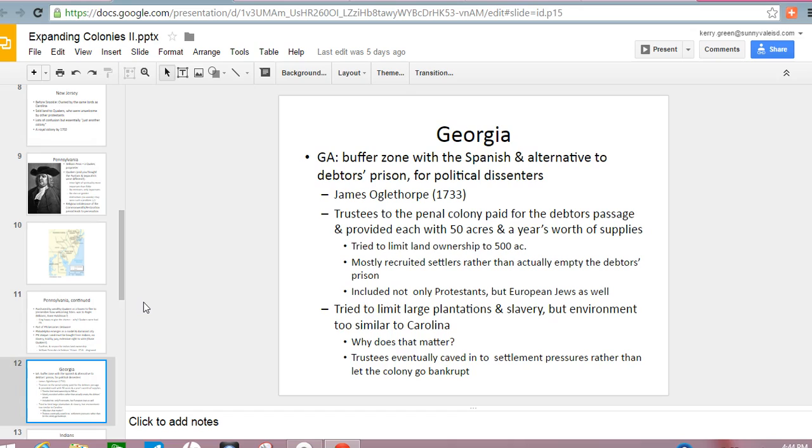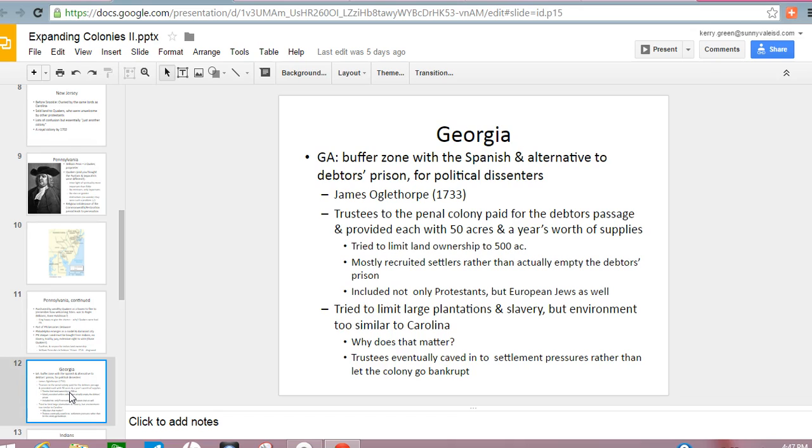But what ends up happening is that the trustees will start to, first off, there's not enough people in debtor's prison willing to go because they know that they're going to face Indians and the Spanish and all that kind of stuff. So then they start to appeal to settlers and families, and those people start coming over here, and they want to own more than 50 acres. And so gradually what's going to happen is you're going to have large plantations. Very similar to South Carolina, which means they're going to develop slavery and that kind of thing. So just know that Georgia is unique in the sense that its intention was to be a penal colony.